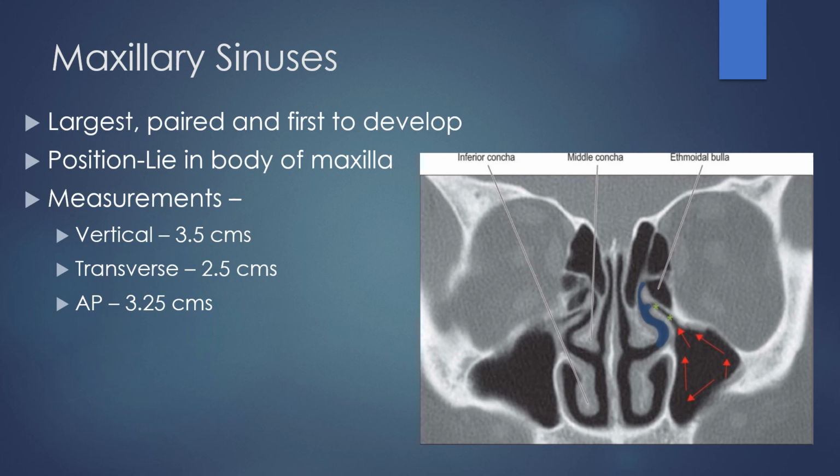Coming to the maxillary sinus, these are the largest, a pair, and they are the first to develop. They lie in the body of the maxilla, measuring around 3.5 by 2.5 by 3.25 centimeters. In the figure you can see the maxillary sinus shown within the maxillary bone, and it is roughly pyramidal in shape.